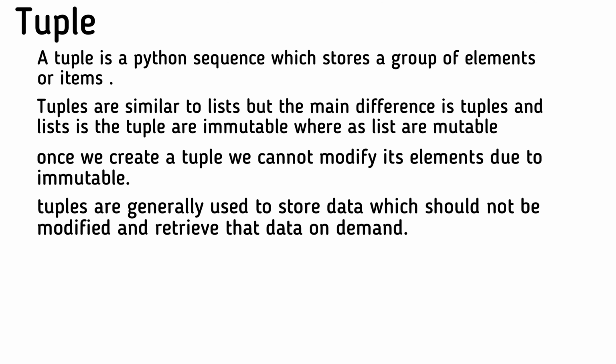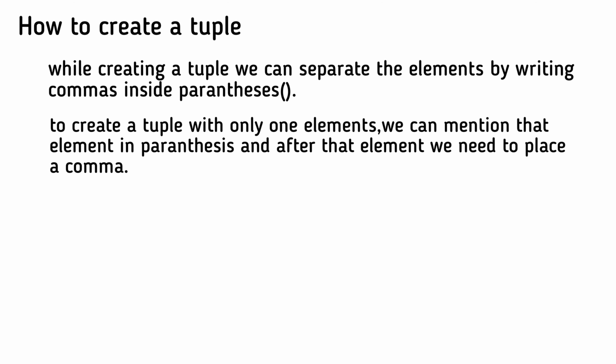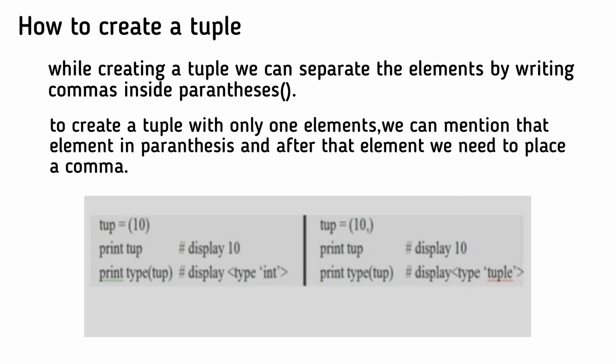Tuples are generally used to store data which should not be modified and to retrieve the data on demand. We see how to create a tuple. While creating a tuple, we can separate the elements by writing commas inside parentheses. To create a tuple with only one element, we mention that element in parentheses and after the element we need to place a comma. Here I take a name tup and in that tup I enter 10.